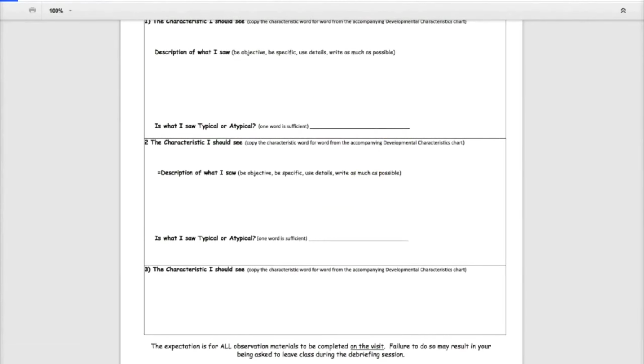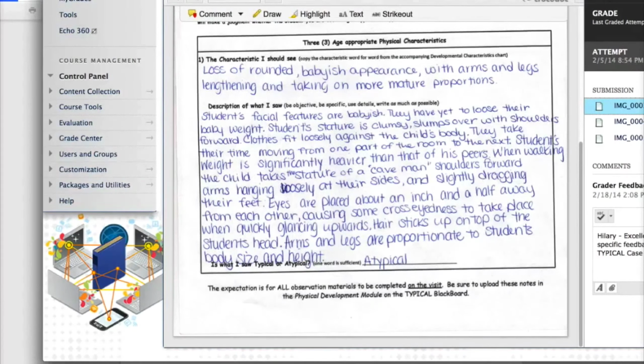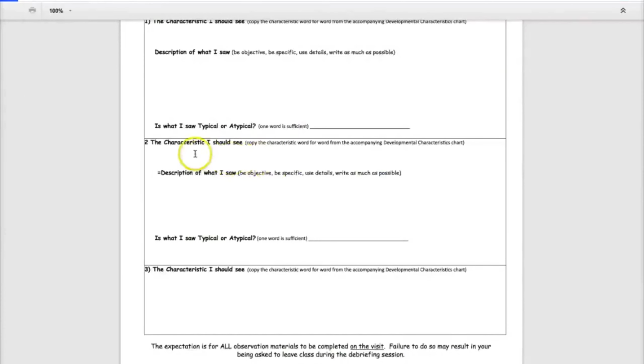Now I've got an example here of a student that did a great job of gathering notes. You can see it has the characteristic word for word and then specific details that go right here. You can wait to make this judgment until we get back in class. In this case, she went ahead and made it on the visit, but lots of specific details that deal with this characteristic. Then you're going to look at your other characteristic.